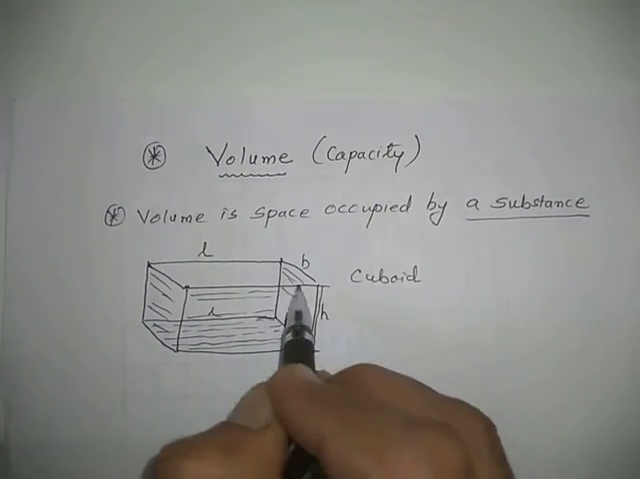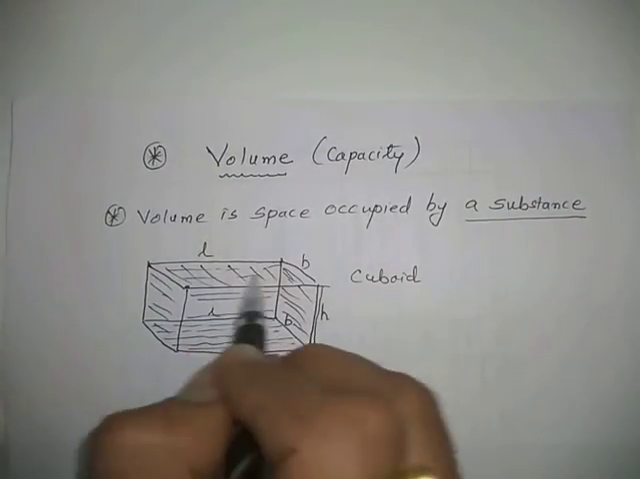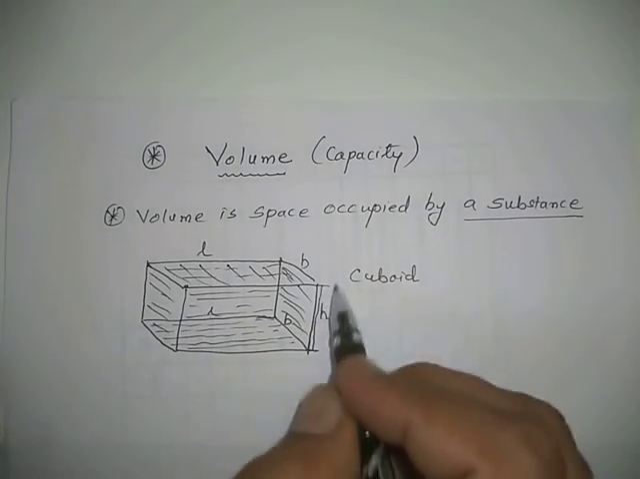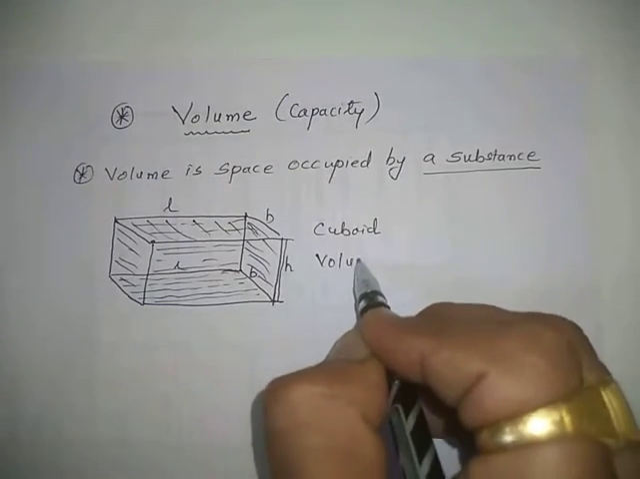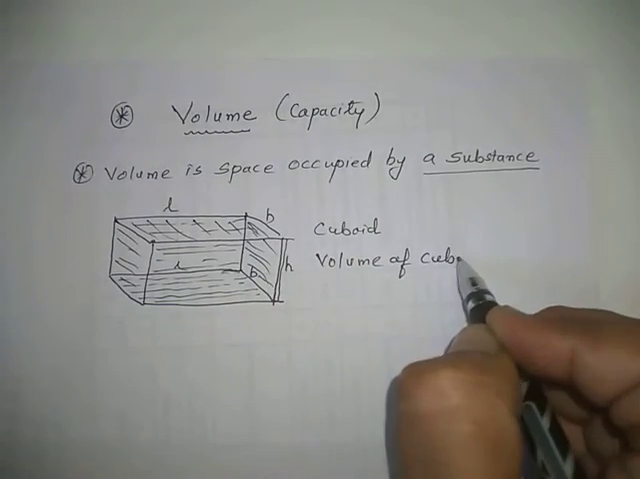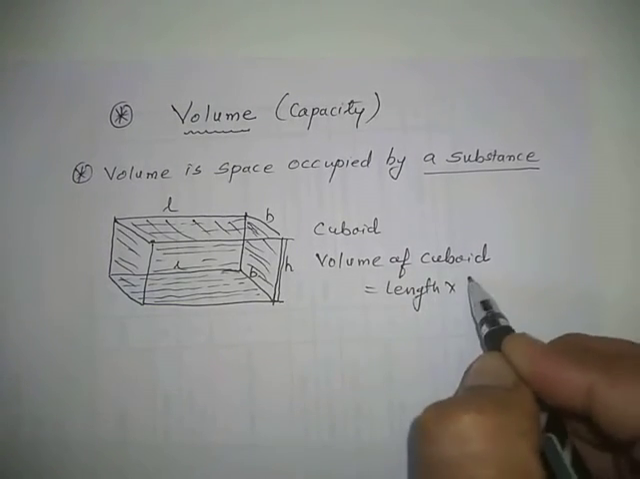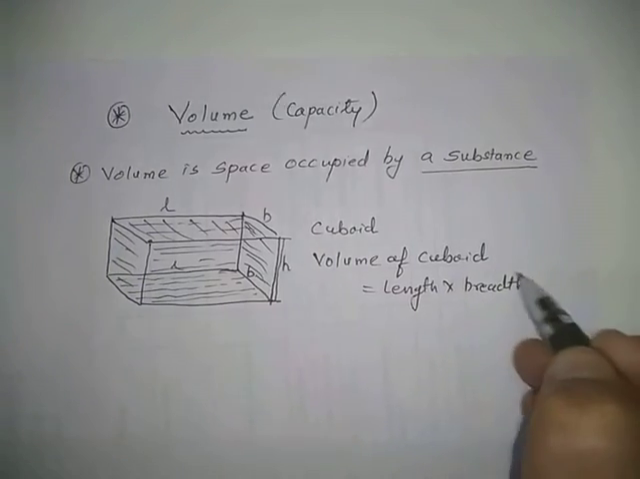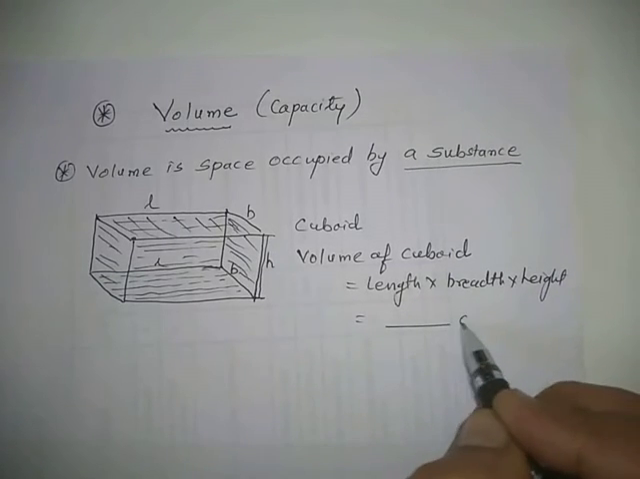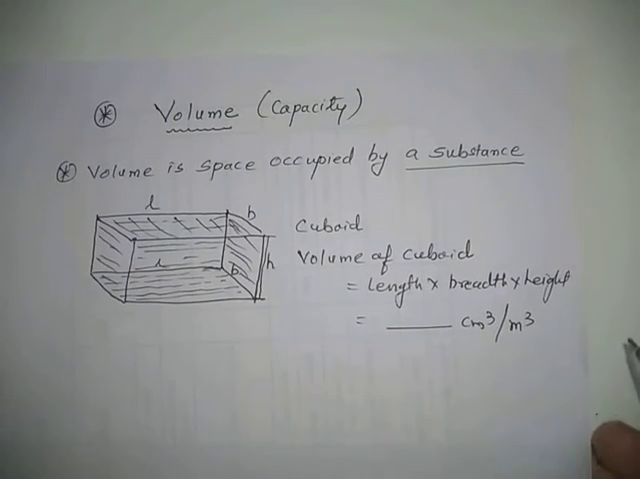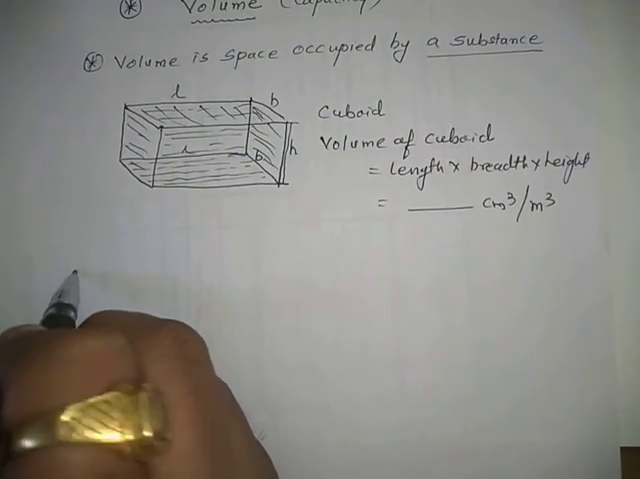Clear, friends? So this means how to find the volume of cuboid. Totally water covered till the height of this much by length, breadth, area also. So volume of cuboid vessel, we can say length into breadth into height. And the answer may be in centimeter cube or meter cube. Okay.